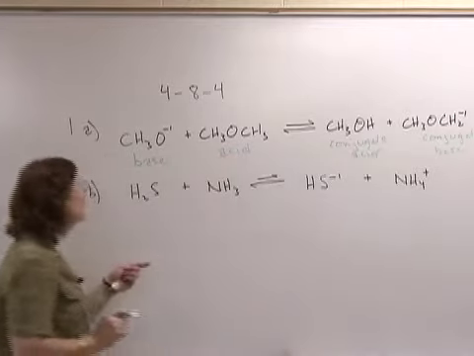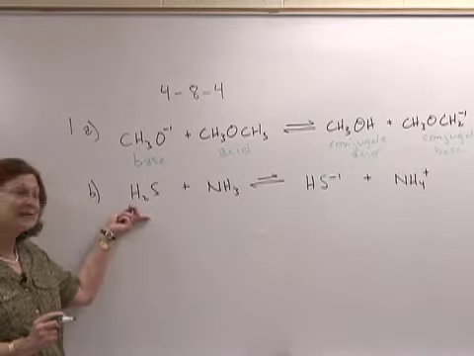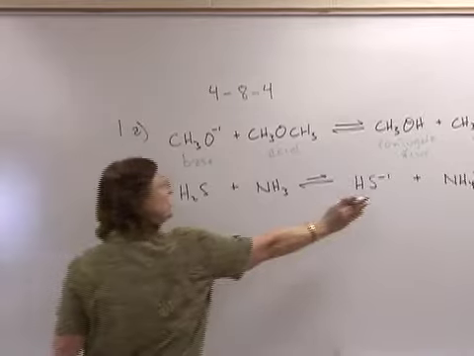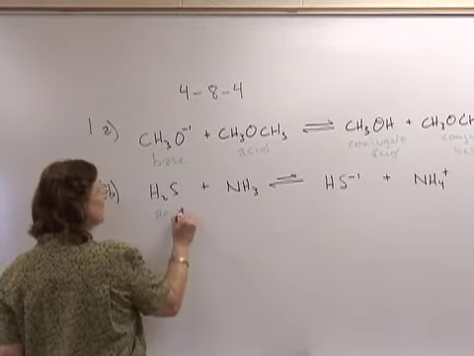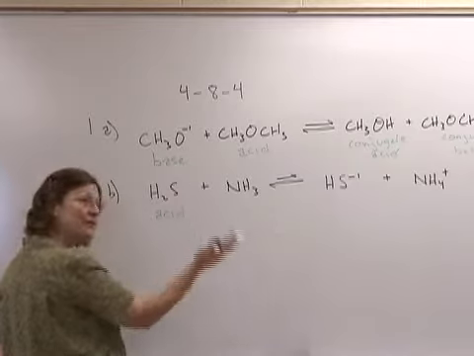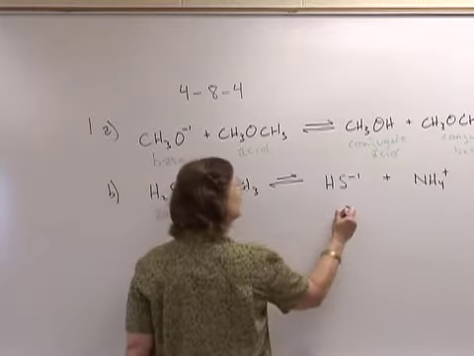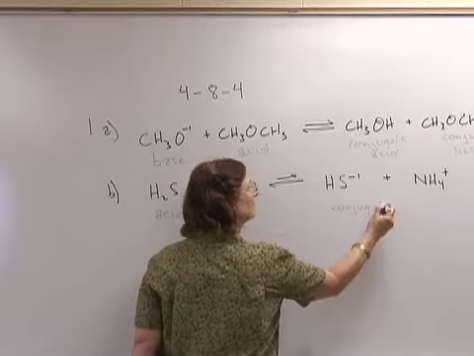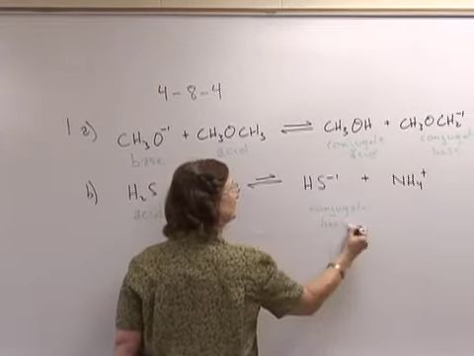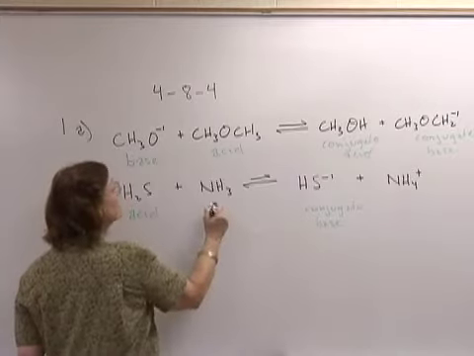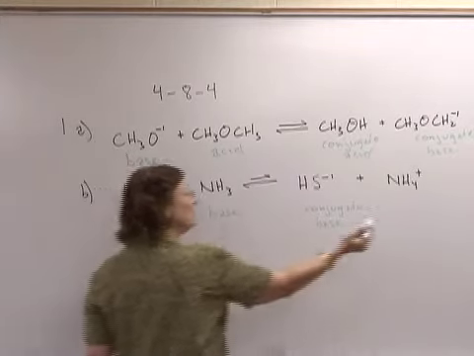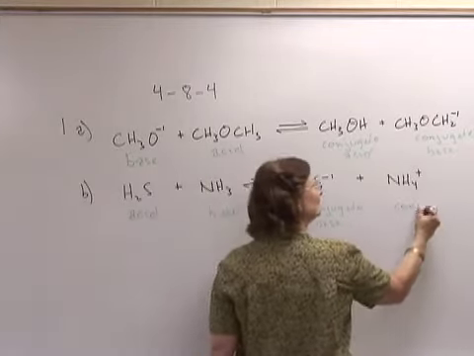In the second one, we have hydrosulfuric acid. And when I look at it over here, it has lost a hydrogen, and therefore it is an acid. And the particle without that hydrogen is my conjugate base. Then the ammonia picks up hydrogen, therefore it is acting as a base. And this would be my conjugate acid.